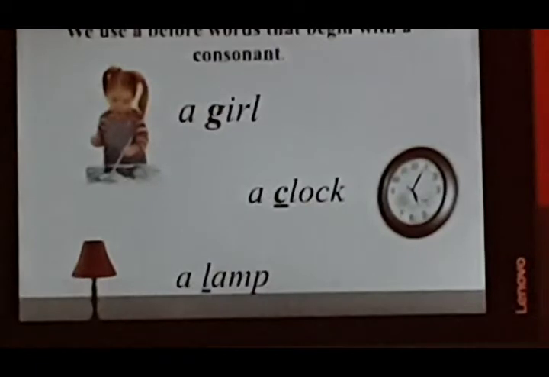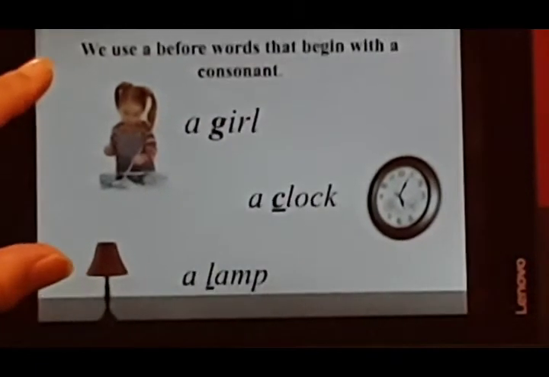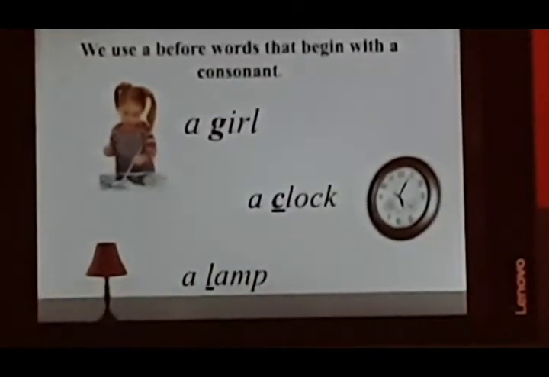Sound matters and whether we are talking about singular or plural noun. So this is where a and an is used. So some words start with a vowel letter but begin with a consonant sound. So we use a before these words too. For example, a university, a uniform and a 1 rupee note. So we use a before words that begin with a consonant. A girl, a clock and a lamp.